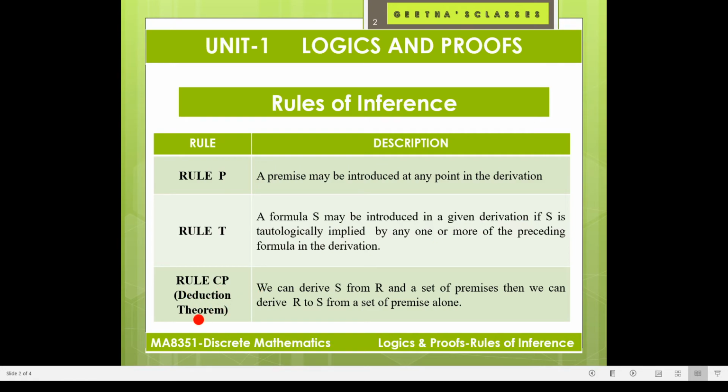Rule CP is otherwise known as the deduction theorem. If we can derive S from R and a set of premises, then we can derive R to S from a set of premises alone. That is nothing but rule CP. So we can use rule P, rule T, rule CP in any of the rules of inference. Using these rules, we are going to see the problems based on rules of inference.